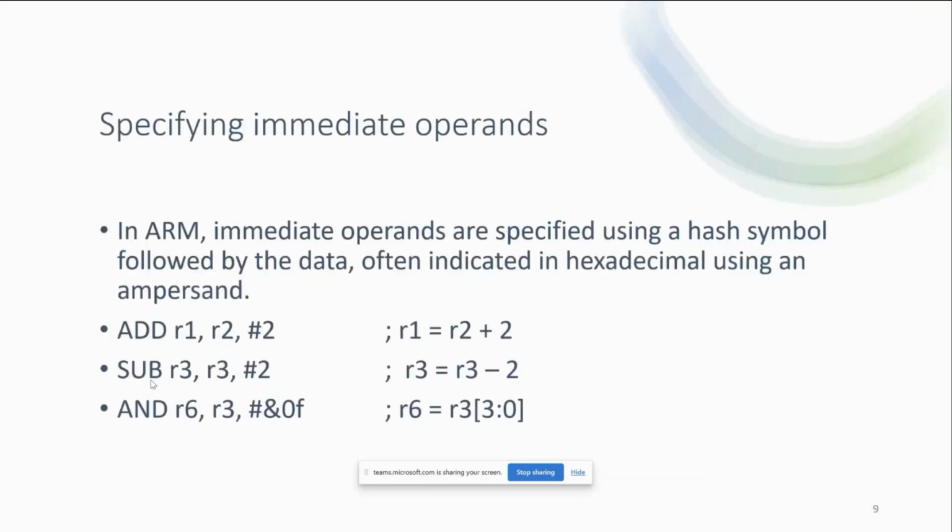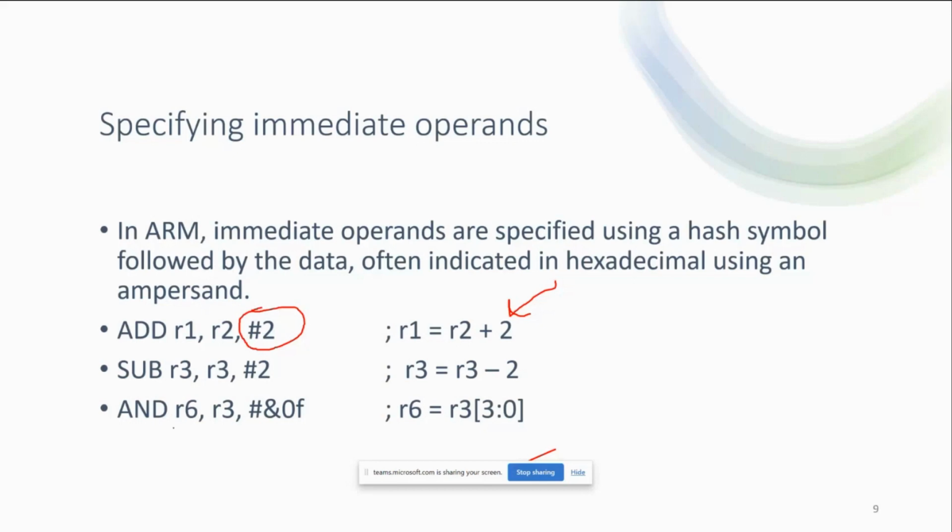Then I have told you we can specify immediate operands. Immediate operands means constant values, and here in ARM we specify the constant value with the hash symbol. When we write this hash sign, ARM will know this is a constant. So ADD R1, R2, #2 means R1 equals R2 plus 2. You should do this in the simulator and we'll check. So SUB R3, R3, #2 means R3 equals R3 minus 2.